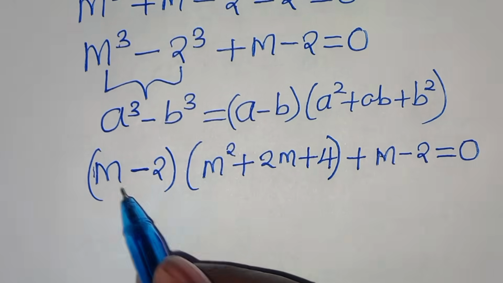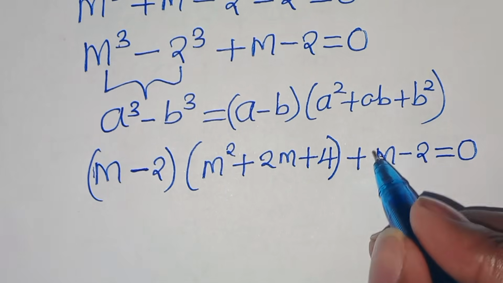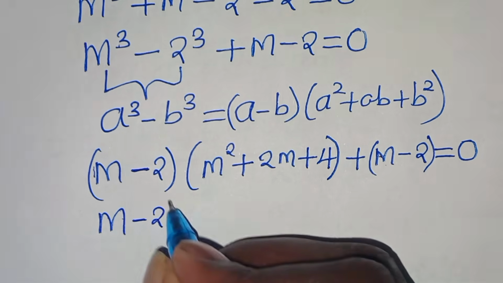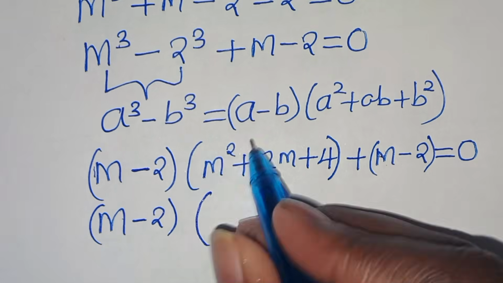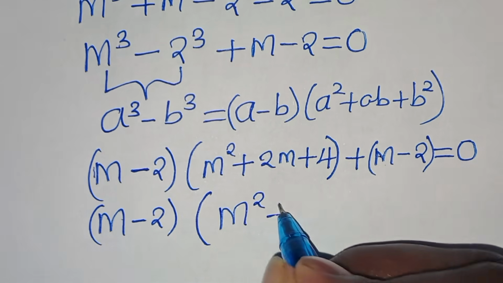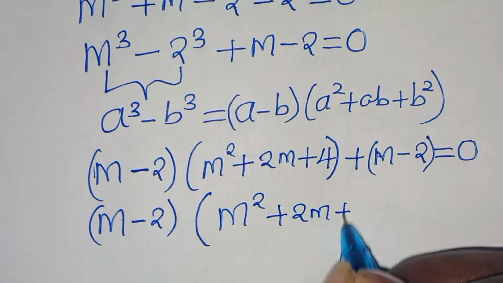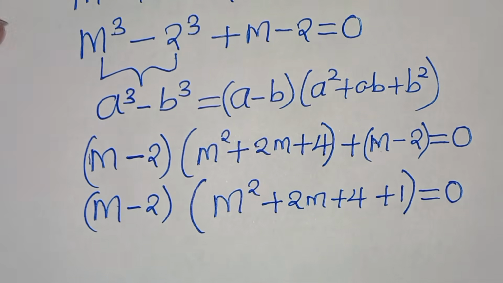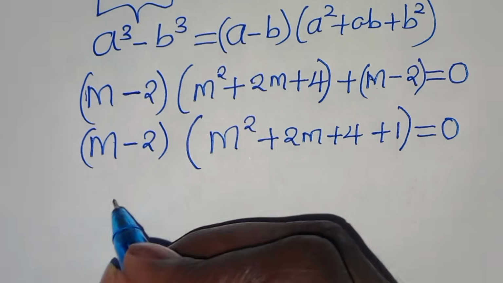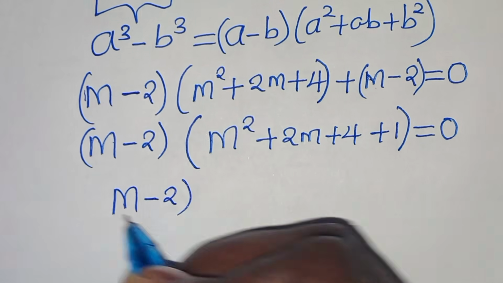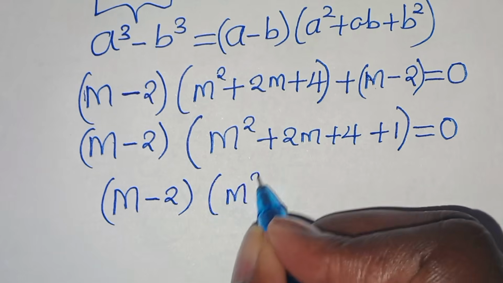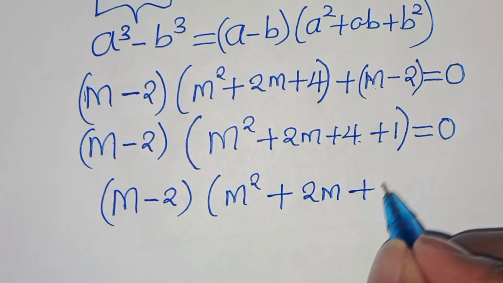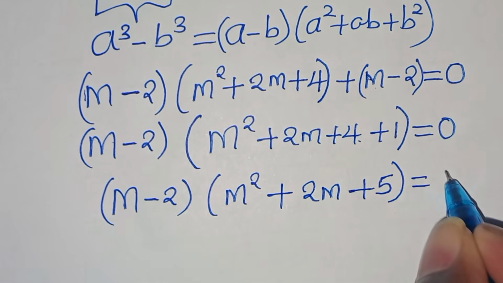So we have that m subtract 2 here is common. So we can factor out m minus 2. So we have m minus 2 into the parentheses m to the power of 2 plus 2m, then plus 4, then plus 1, close the parentheses. This is equal to 0. So we have m subtract 2 times m squared plus 2m, then plus 5, since 4 plus 1 is 5. This is equal to 0.